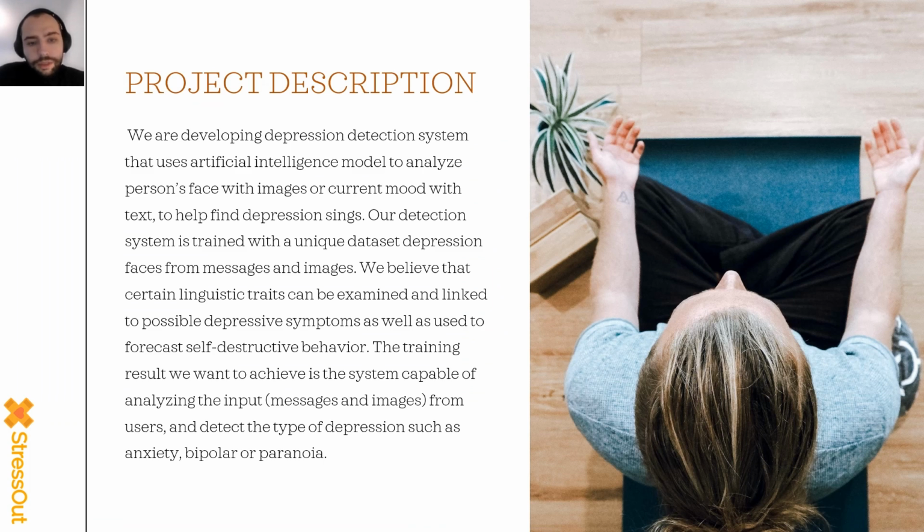So we are developing a depression detection system that uses an artificial intelligence model to analyze a person's face with images, or current mood with text, to help find depression signs. Our detection system is trained with a unique dataset of depression faces from messages and images. We believe that certain linguistic traits can be linked to possible depression symptoms as well as used to forecast self-destructive behavior. The training result we want to achieve is a system that is capable of analyzing the input from users and detecting the type of depression.